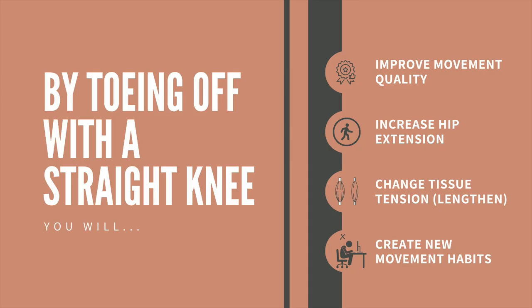By toeing off with a straight knee, you will improve movement quality, not just at the hip, but at other joints in the body as well. You will likely increase your hip extension over time. This can change your tissue tension, lengthening some tight structures that may be at the front of your hip, and create new movement habits and patterns.